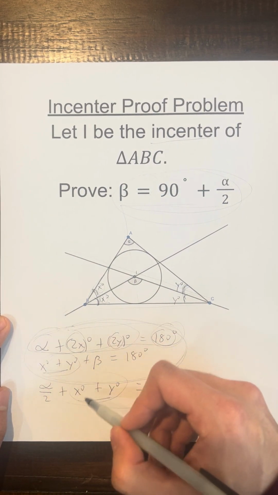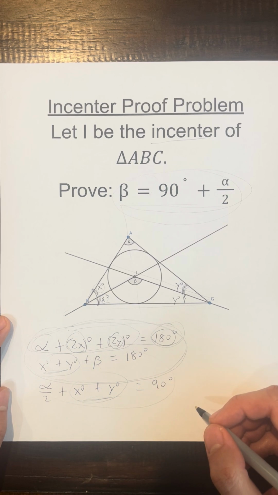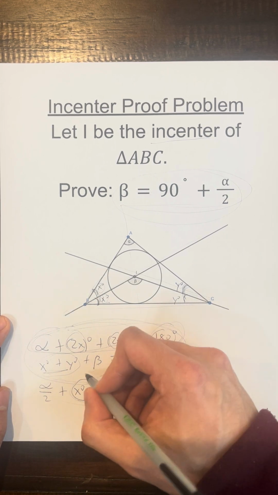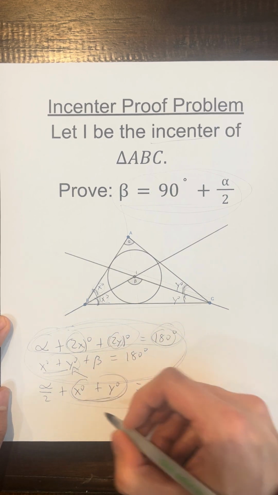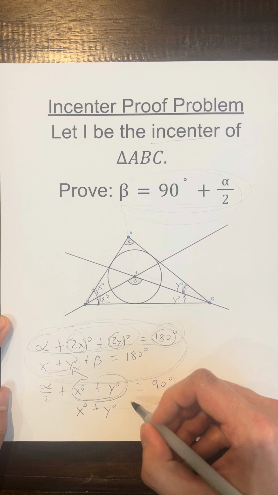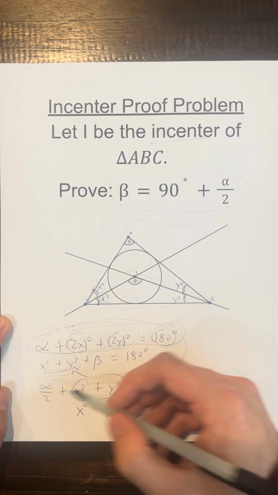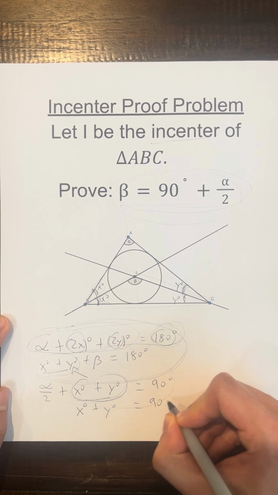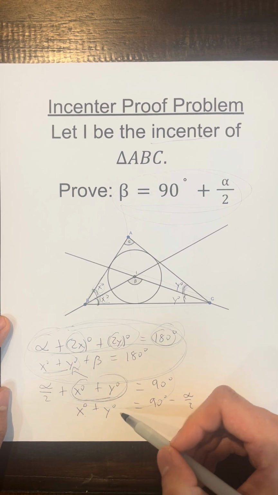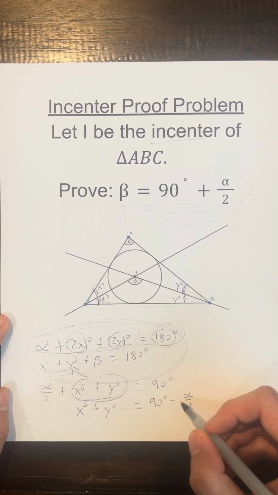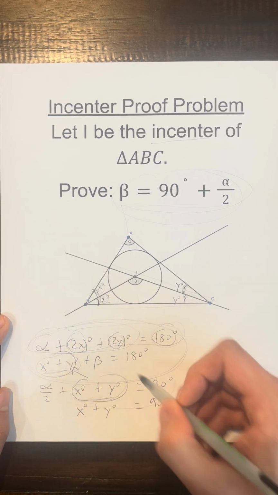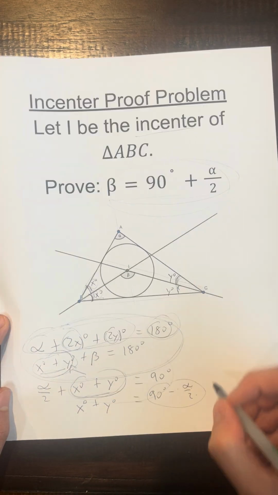How can we get rid of x and y? We can get rid of it with substitution. So let's get this by itself and then substitute it into here. So to do that, well, how do we get x plus y by itself? Let's subtract alpha over 2 from both sides of the equation. Okay, and since x plus y degrees is equal to 90 degrees minus alpha over 2, I can just change this to 90 minus alpha over 2.